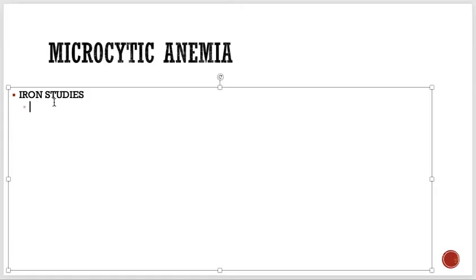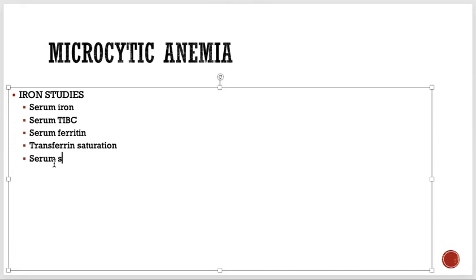So whenever we go for iron studies, guys, we ask the lab that we want the iron studies of the patient. They give us serum iron levels. They give us serum total iron binding capacity. Of course, when the iron is less, this capacity will be increased. Whenever the iron is more, this capacity will be reduced. They will give us serum ferritin, transferrin saturation, and serum soluble transferrin receptors. Okay, so all these things they are going to give us.